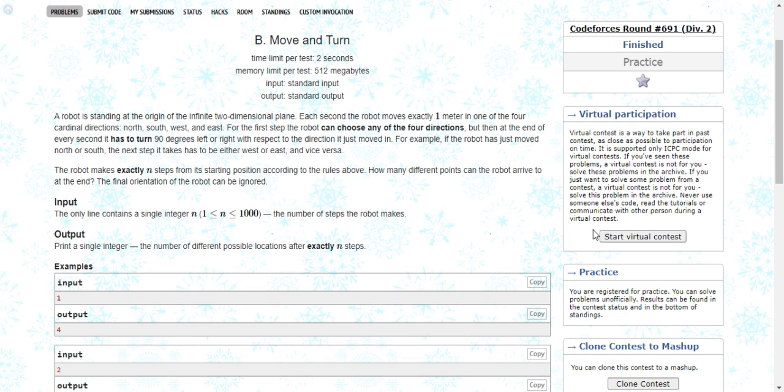So now we are going to discuss problem B, Move and Turn, from Codeforces Round 691, rated for Division 2. The time limit per test case is 2 seconds and the memory limit is 512 megabytes. The input and output are standard.